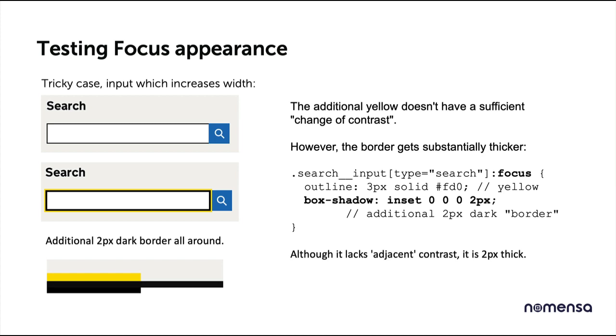So I inspected it, found that box shadow, and the inset 2 pixel dark border basically just adds to that. When I confirmed it, I took a screenshot of both the non-focused and focused state. I put that together as kind of a half and half, and I could then see that it was a 3 pixel yellow, 2 pixel dark indicator being added. So that passes.